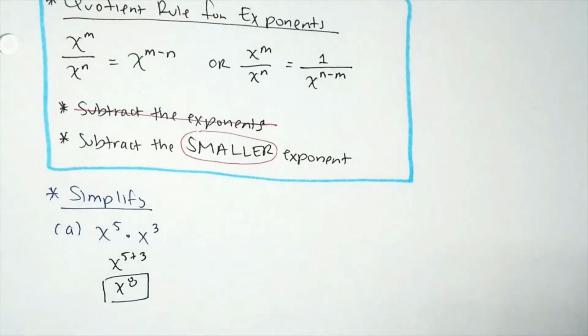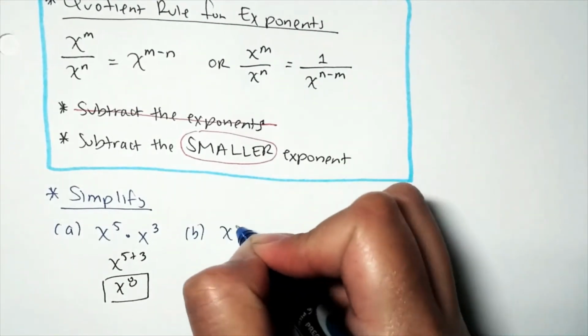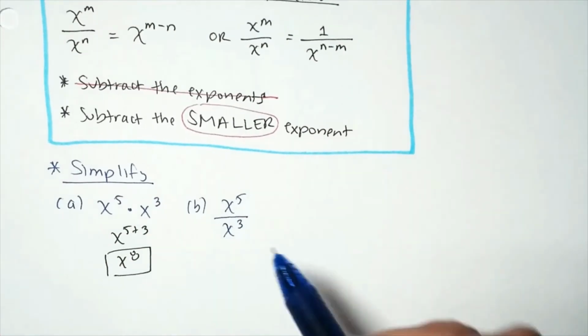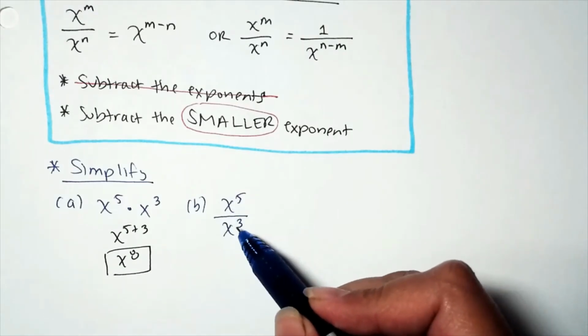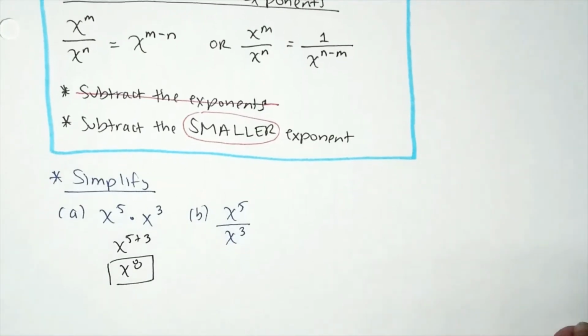Okay, let's go ahead, do another problem. Am I going to do it? No, okay. Problem B. Okay, we have x to the 5th over x to the 3rd. Okay, so we have a division problem. Okay, if we're dividing two things that have the same base, we're going to use the quotient rule for exponents. Okay, we're going to keep the base and subtract the exponents. But to be more specific, we're going to subtract the smaller exponent. Last time I checked, a 3 is smaller than 5, so we're going to subtract 3.